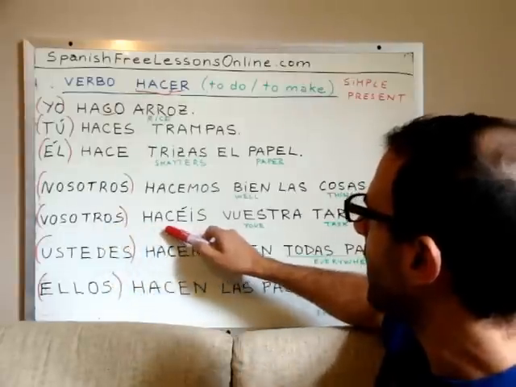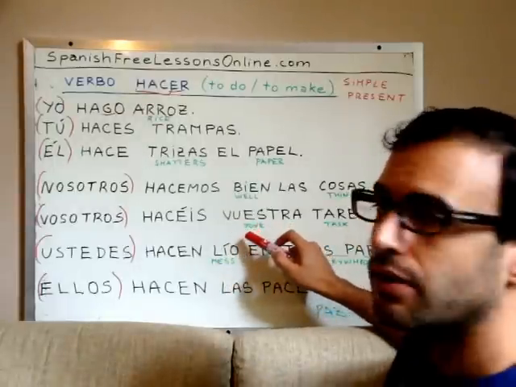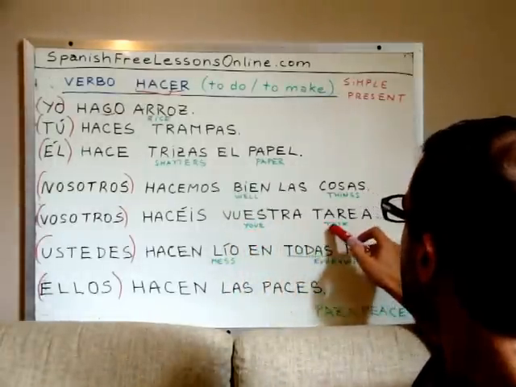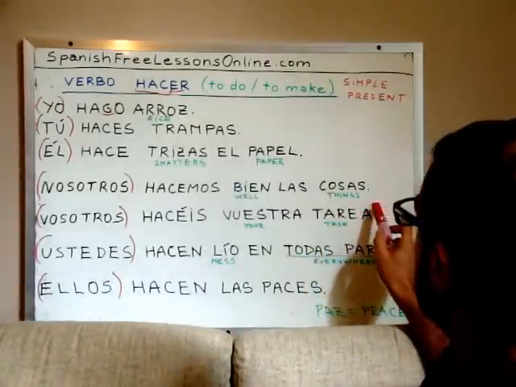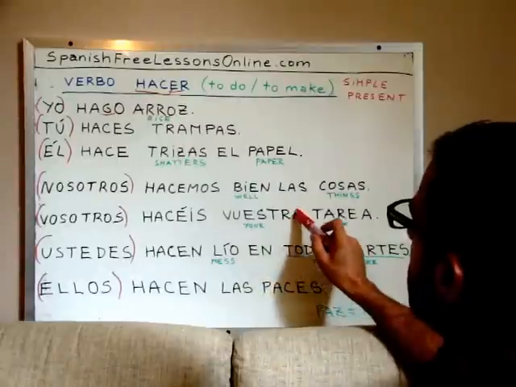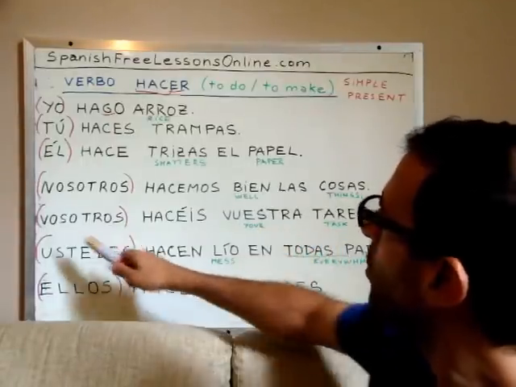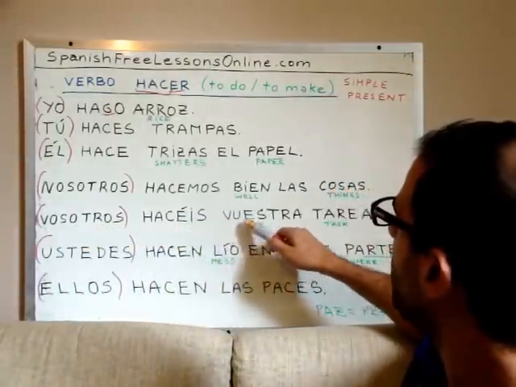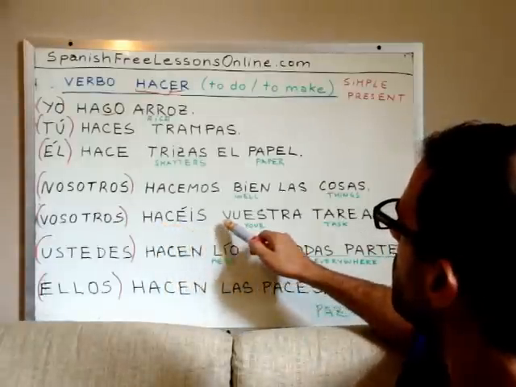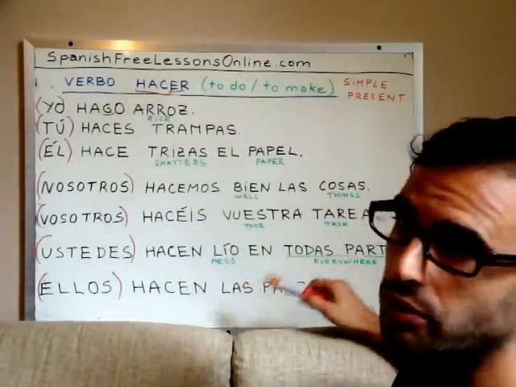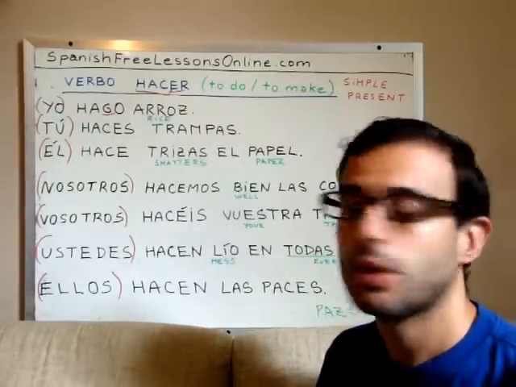Vosotros hacéis vuestra tarea. Vuestra is your. Tarea is task, as it's written here in green, task. Since tarea is a feminine noun, vuestra is here ending in an A, because it's also feminine, right? Vosotros hacéis vuestra tarea. You make or do your tasks or your homework. So this would be you are doing your homework or your task, or you do your homework.